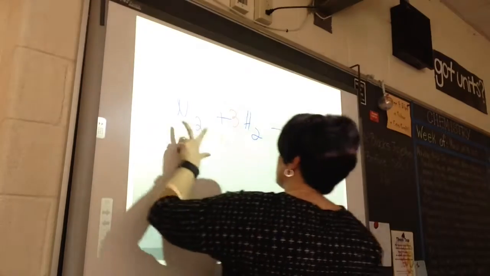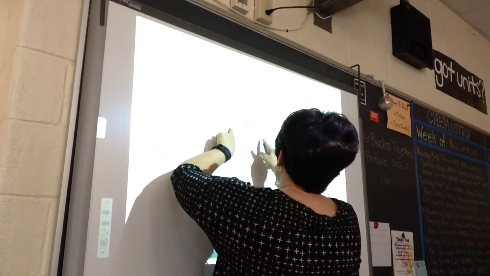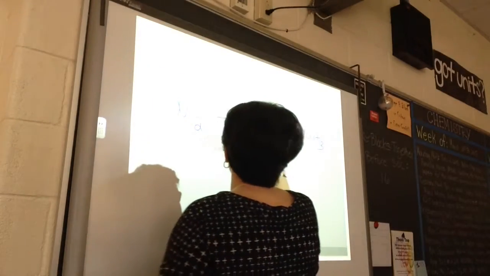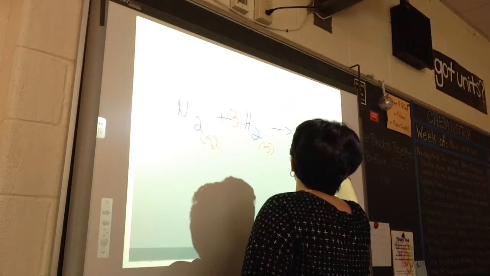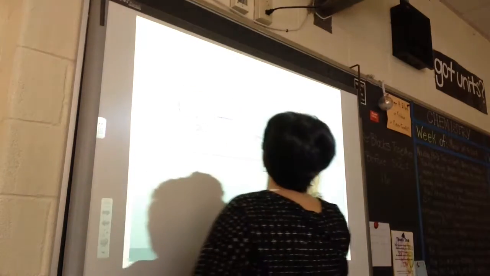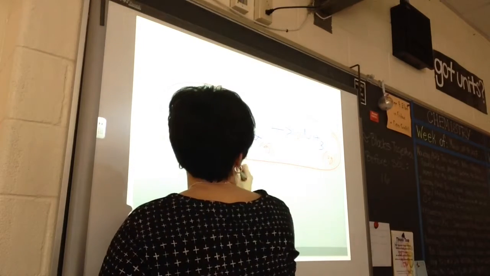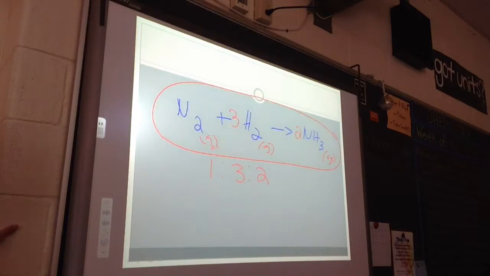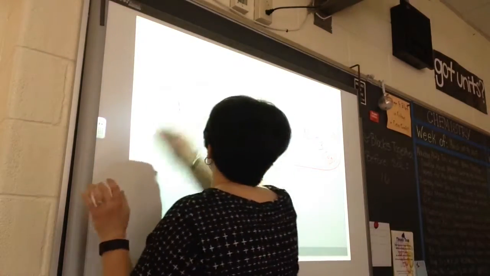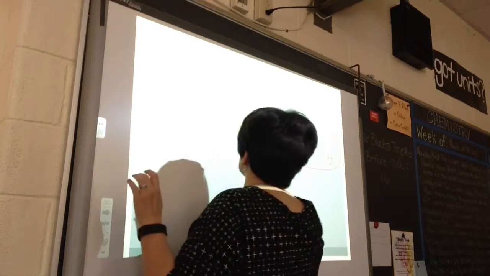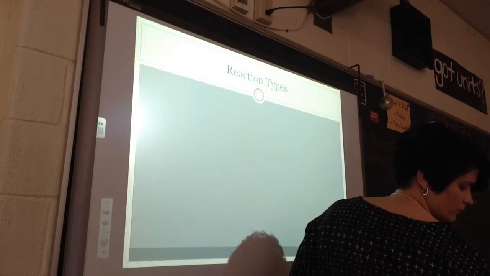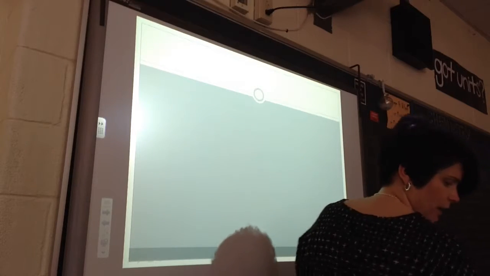We're all good. We check. 2 nitrogens, 2 nitrogens. 3 times 2, 6 hydrogens. 2 times 3, 6 hydrogens. Gas, gas. Most of the time this is aqueous. Doesn't really matter. I'm not real stressed about that. And 1, 3, 2 ratio. Is that a reducible ratio? No, so we're square. All right, let's do the last one.